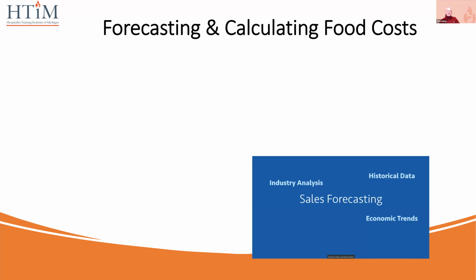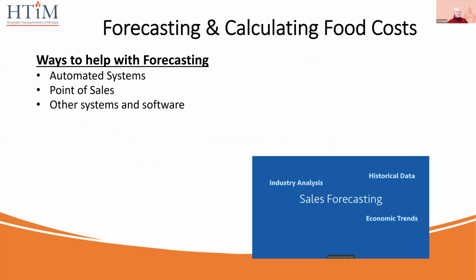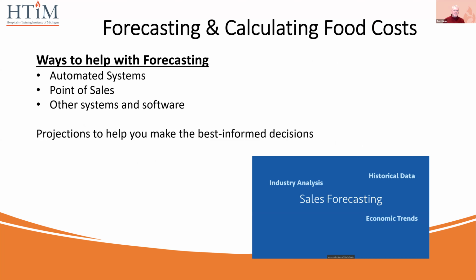So sales forecasting: industry analysis, historical data, economic trends, right? Ways to help with that forecasting. Our automated systems, point of sales, and anything else, whether we're doing spreadsheets, that helps us with the forecasting. Those projections help make the best informed decisions for the menu, preparing that menu, but also when people buy to support that menu, to make sure that we have things that aren't going to sit on shelves a long time and that we do have enough going forward.